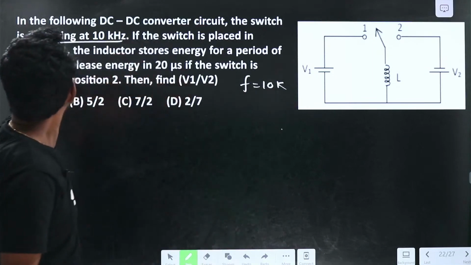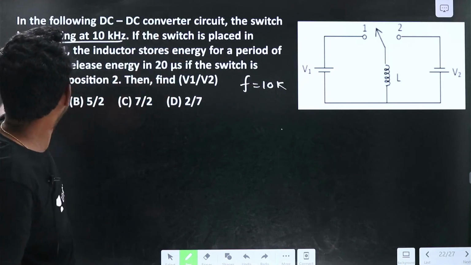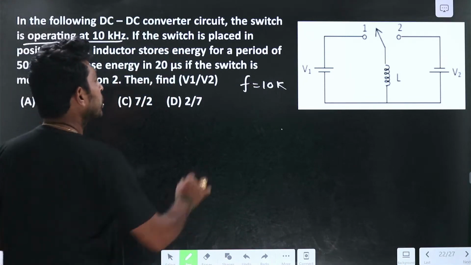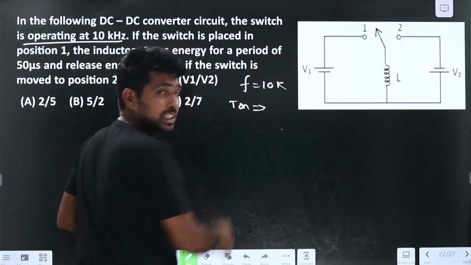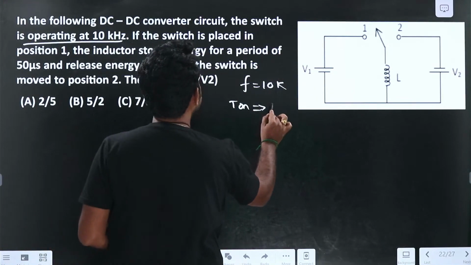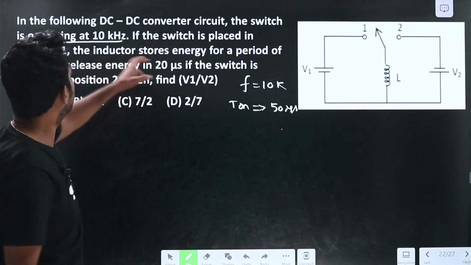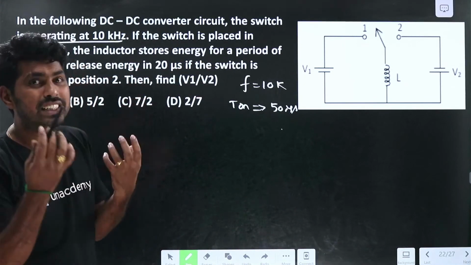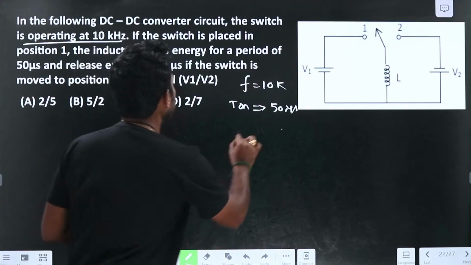Now, if the switch is placed in position 1, the inductor stores some energy. The on time of the switch when it is in position 1 is given as 50 microseconds. Then the inductor releases the energy when it is moved to position 2, which is 20 microseconds.